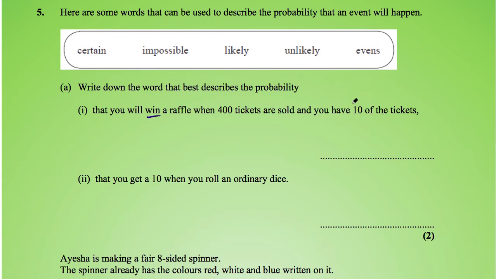So it's possible that you'll win, but it's unlikely because your probability of winning is only 10 out of 400, which is less than evens. It would take 200 out of 400 to be evens. So 10 out of 400 makes it unlikely, but still possible.